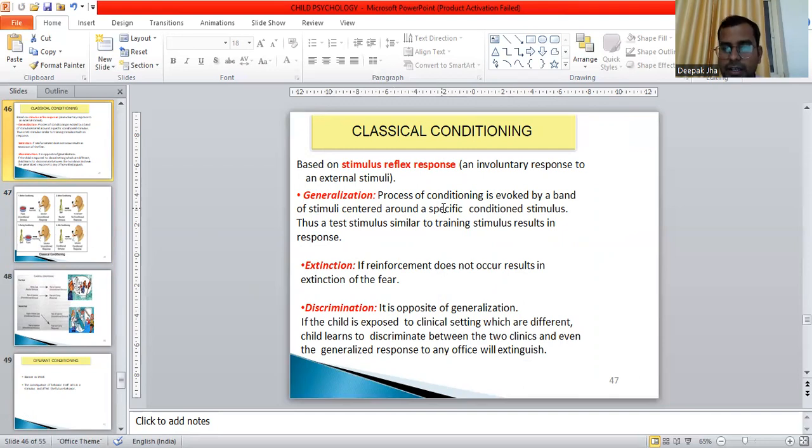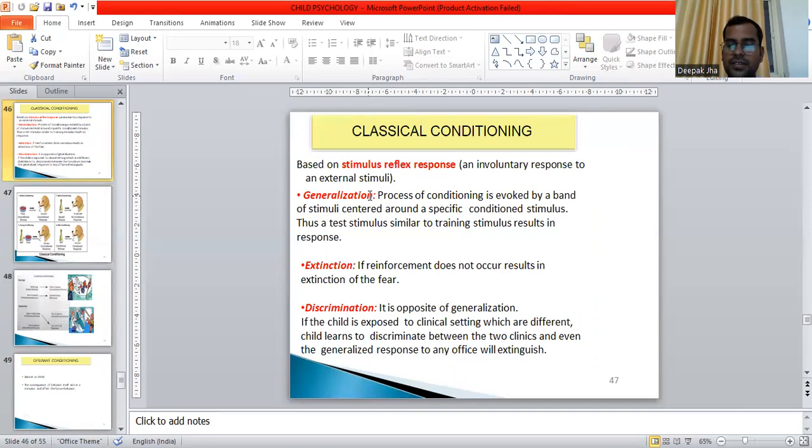For example, a child comes to a dental clinic and sees the injection. On the first day, if he does not have any previous knowledge, he will not know whether an injection will prick or not. So the child sees the injection for the first time in his life, it pricks in his mouth, and he gets pain or discomfort. This stimulus of the injection is now generalized. This is the process of generalization.